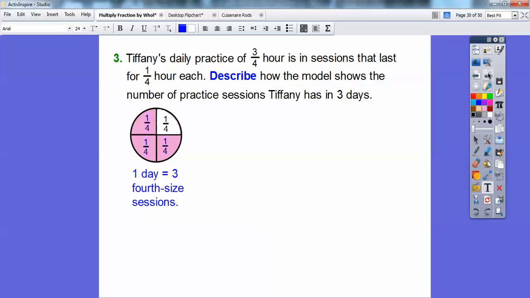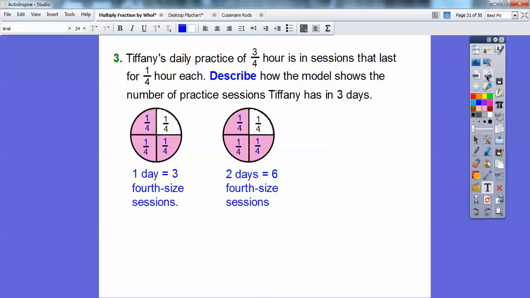Okay, so each day for 3 days she does 3/4 of an hour, but it's divided up into a fourth of an hour each. Okay, so here's one day, you guys. One day she does 3/4 of an hour, but she divides it up into 1/4, 1/4, and 1/4. So there's 3 times she practices in one day, because here's 3/4 of an hour. Does that make sense, you guys? There's 3 1/4 pieces in the first day. So let's do that for the second day. That's going to give her 6 times she's practiced. So she practiced 3/4 of an hour, but in 1/4 sessions. So 1/4, 1/4, 1/4, 1/4, 1/4, 1/4. So there's 6 fourth size pieces, okay?